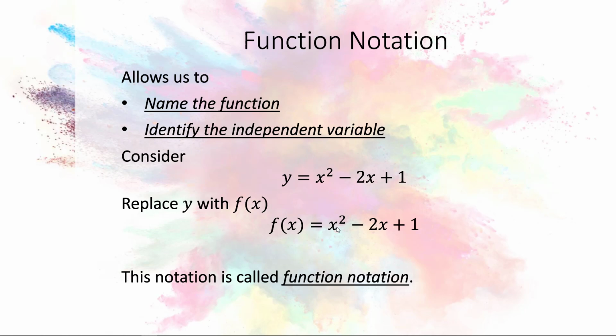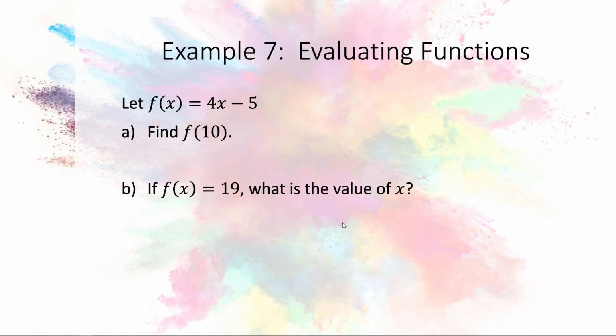Okay, one of the things that you're going to be doing in this section is evaluating functions. And here we have the function. We are going to call it f. The independent variable is x, and this is defined as 4 times x minus 5. And we want to evaluate the function f when x is equal to 10. That's what f of 10 means. Okay, well in that case we are going to replace x with 10.